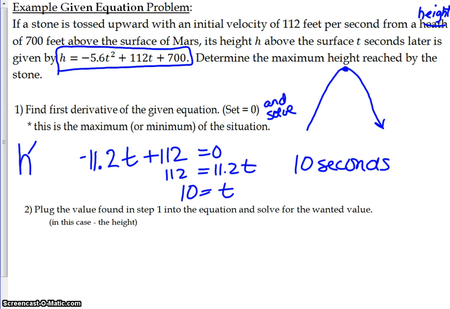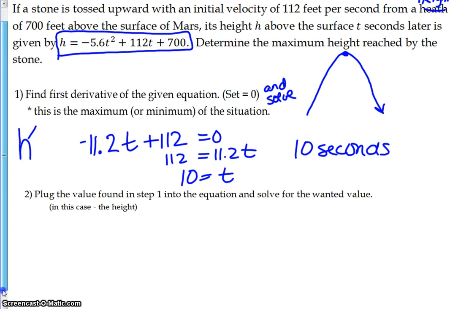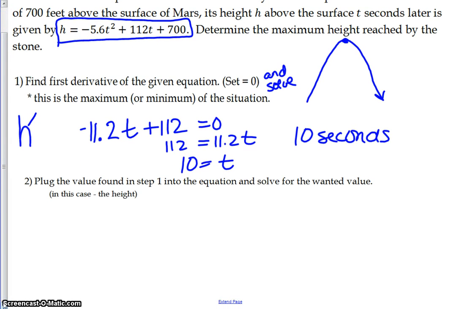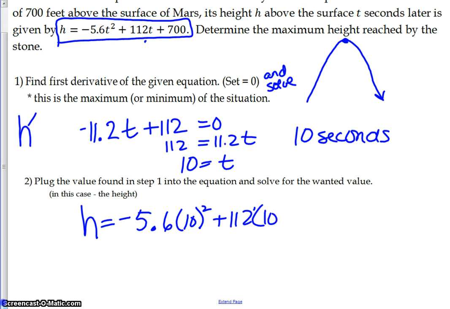But they didn't ask how long it takes. They asked what the height is at that point. Well, the height at that point is given by this equation. So in this equation, instead of the t, I just need to put in my 10. Then 112 times 10 plus 700, and in the end, it's 1,260 feet.